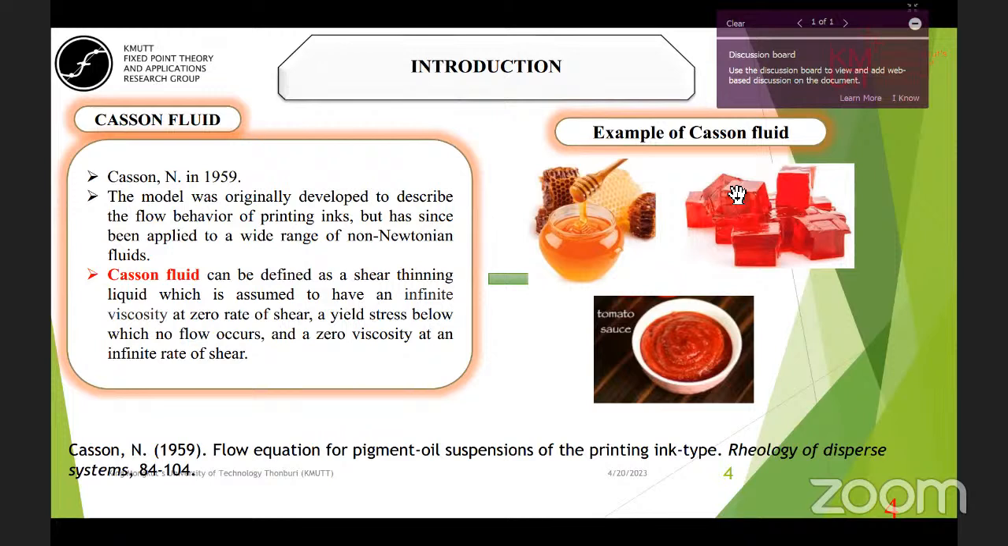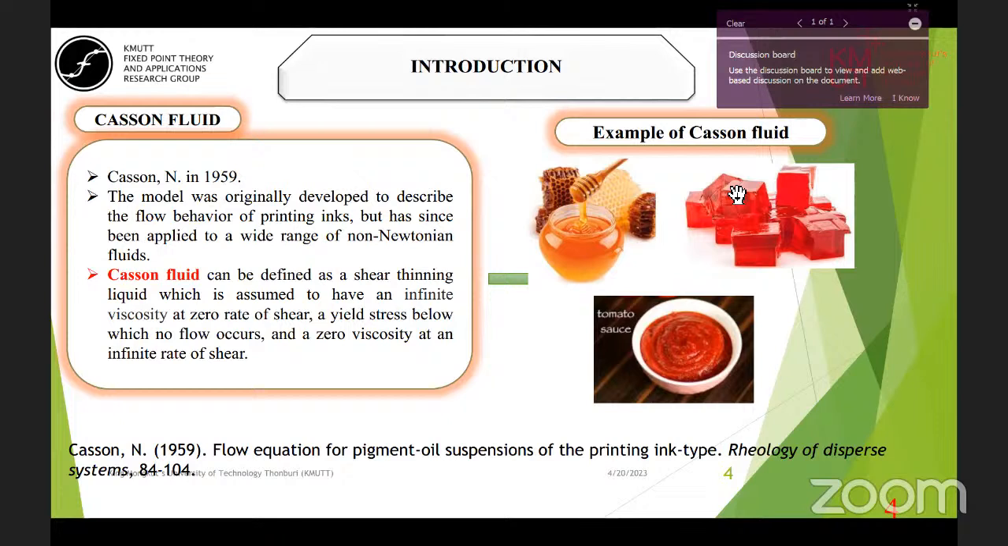Casson fluid was first presented by Casson in 1959. Actually, the model was originally developed to describe the flow behavior of printing ink, but since then it has been applied to a wide range of non-Newtonian fluids.